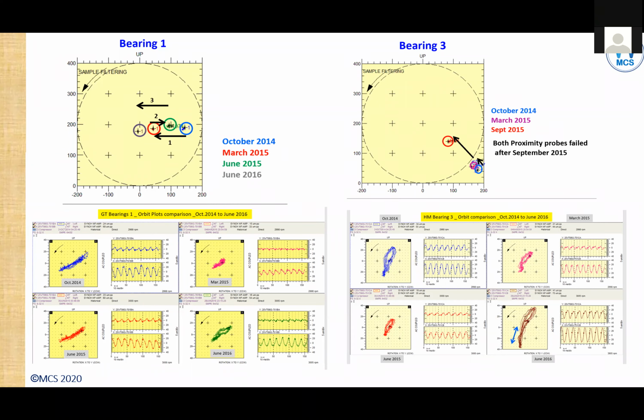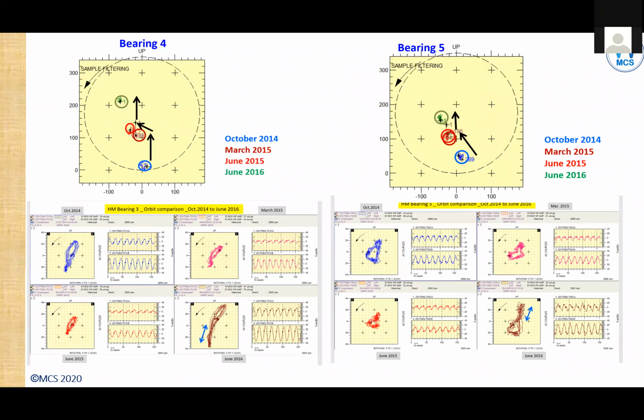Then if you go to the other one, bearing 4, this is the helper motor. So this is on the other side of the coupling. It's a rigid coupling, it's on the other side of the coupling. And these 2 bearings are showing the same behavior. Initially, the shaft center line was almost at the bottom of the bearing. And within these 24 months, it started lifting up over a period of time. It is moving towards up there.